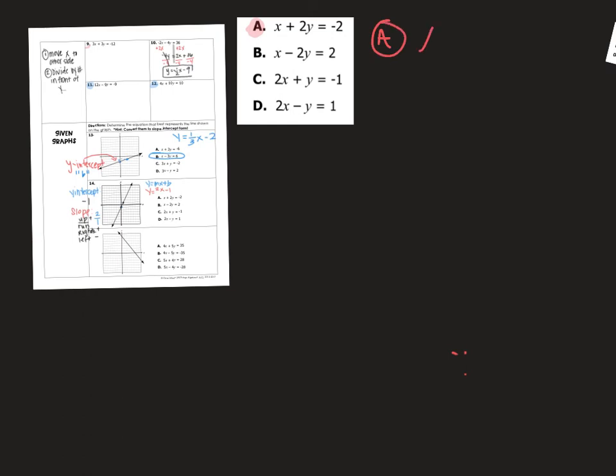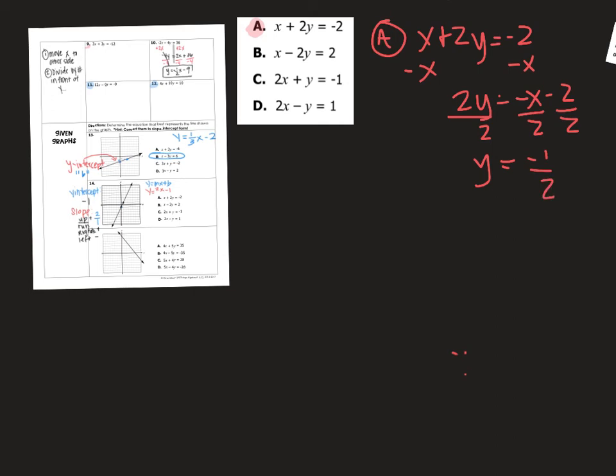All right. Okay, so you're going to subtract x from both sides. You'll be left with 2y equals negative x minus 2. Divide by 2. I'm left with y equals negative 1 over 2x minus 1.